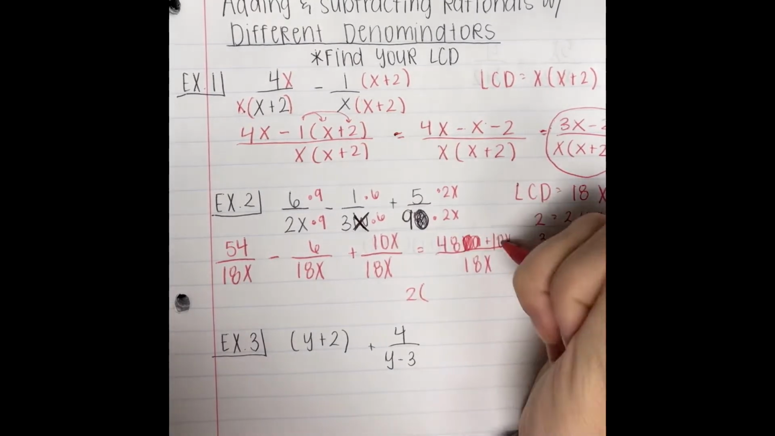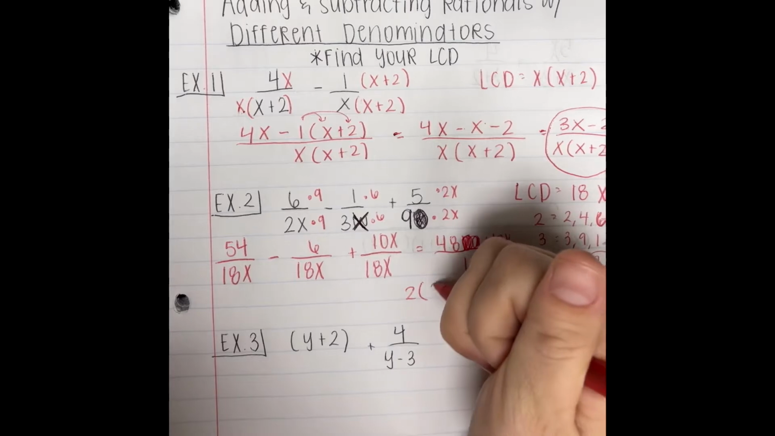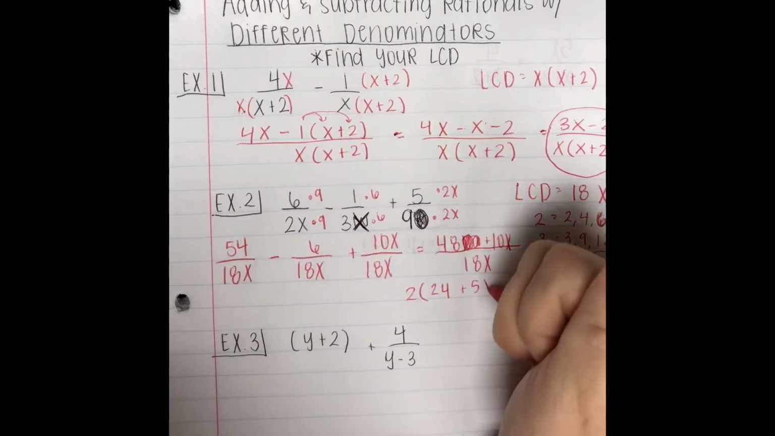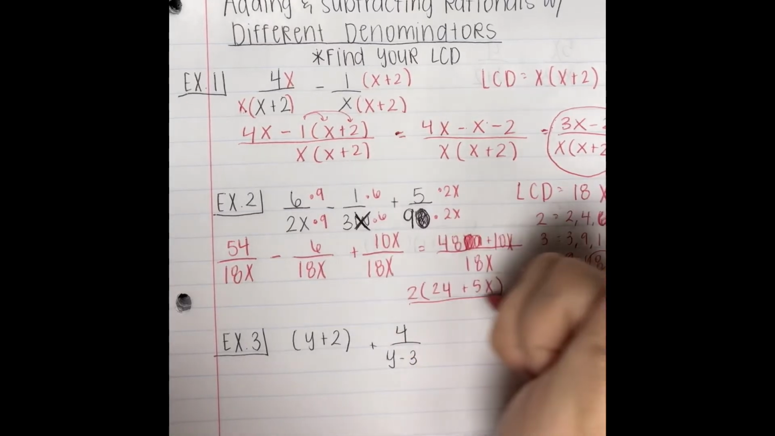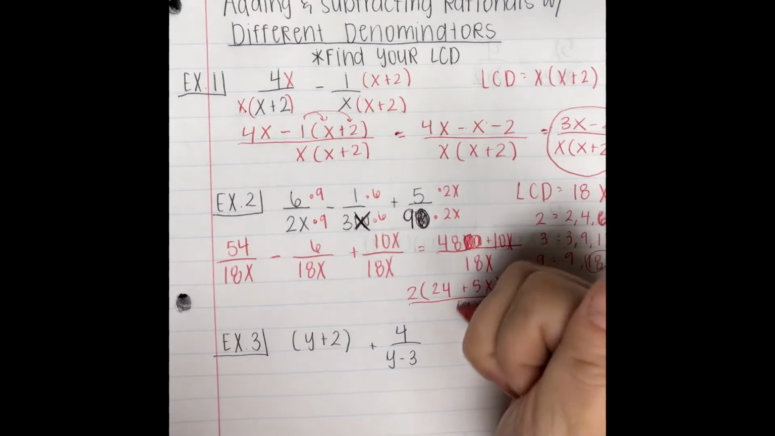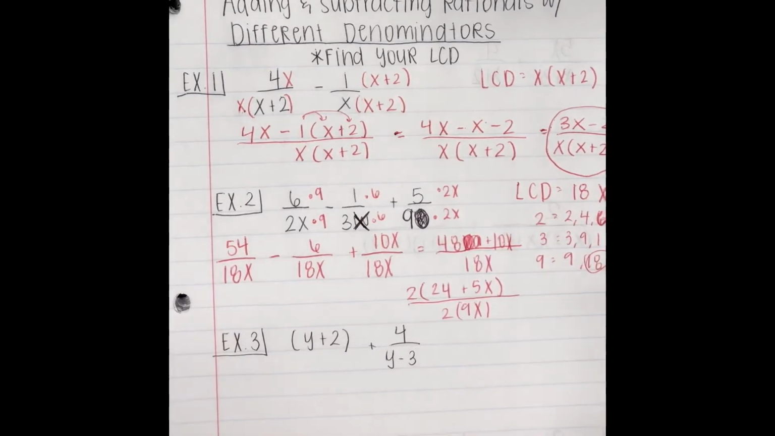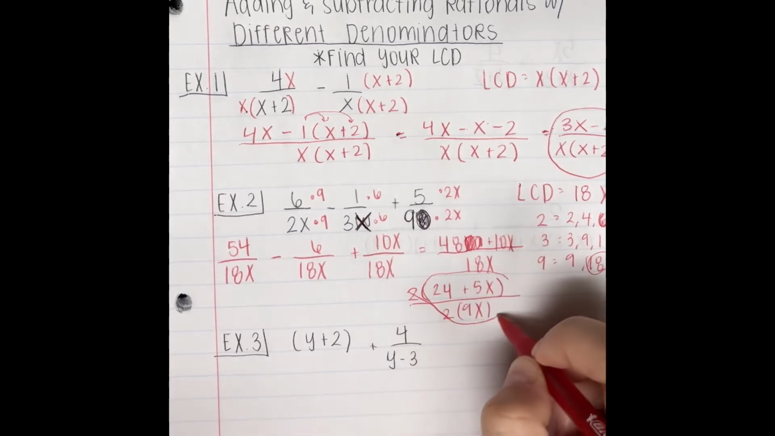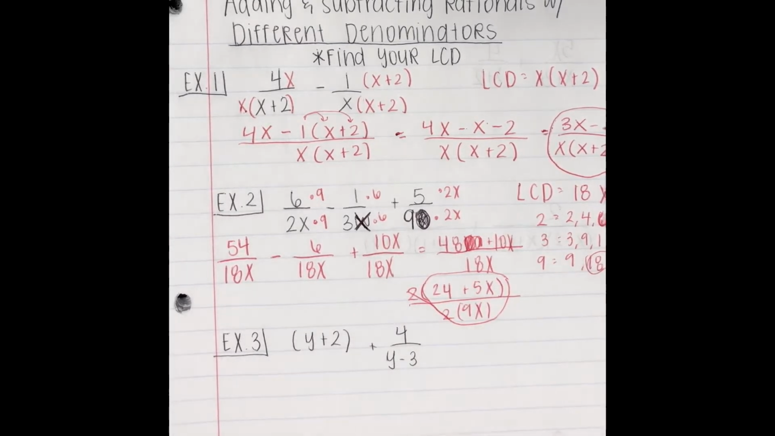So if I divided each of these things by 2, 48 divided by 2 is a 24. 10x divided by 2 is a 5x. 18 divided by 2 is a 9x, with my 2 out front. And these 2's would cancel, leaving this as my answer. Okay, 24 plus 5x divided by 9x.